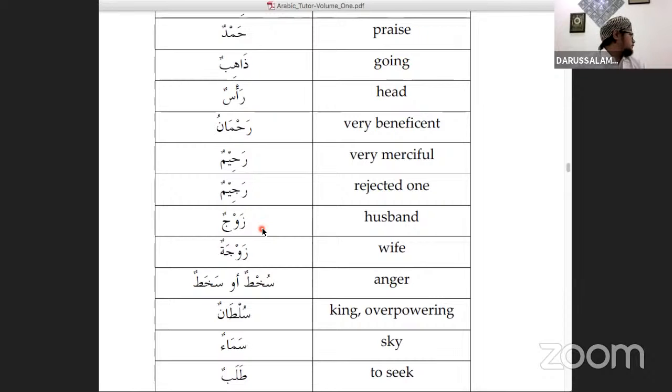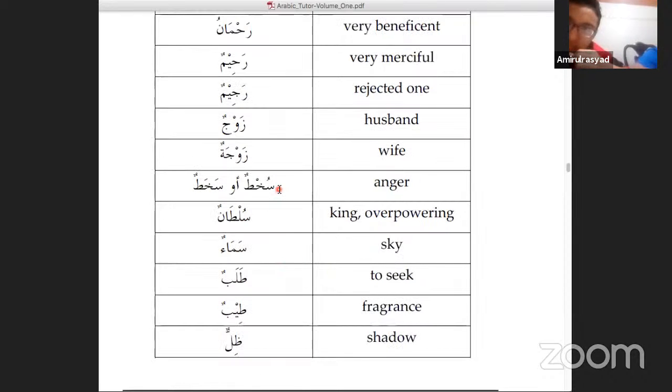I think Mas knows what Zaujah means. Mas. Zawj. Zaujah. Wife. Okay, next. Sakhat. Say it. Sukht. Say it. Sakhat. Anger. Marah. Murka.